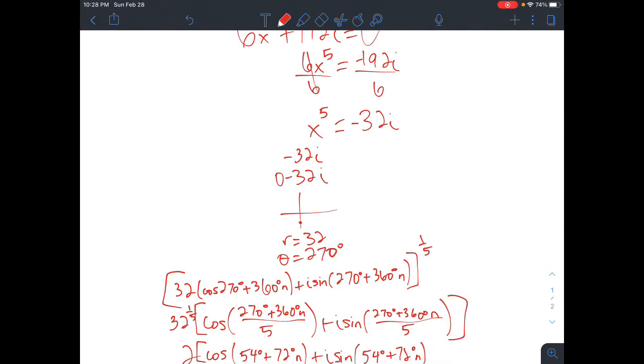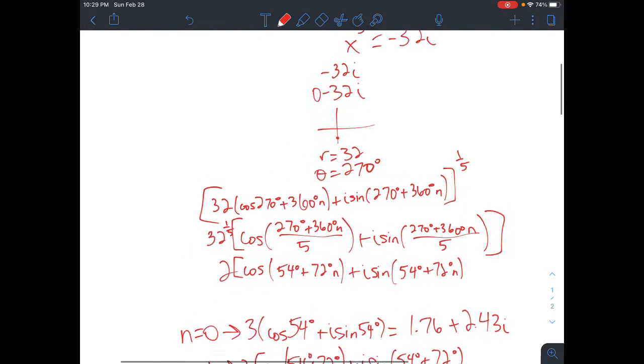Then I set up a graph and I plotted the point. A common mistake here would be putting negative 32i as the x coordinate, but since it has i attached with it, it is the y coordinate. And then I got r equals 32 and theta equals 270 degrees, since the x coordinate is 0 and the y coordinate is negative, on the negative half of the y axis. So the polar coordinates are 32 and 270 degrees.